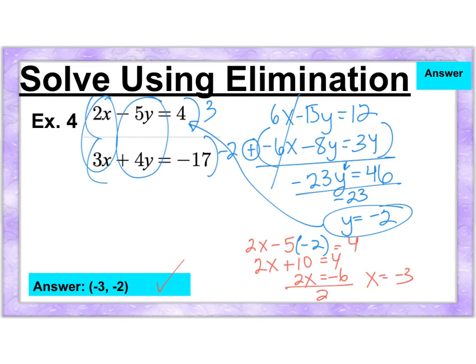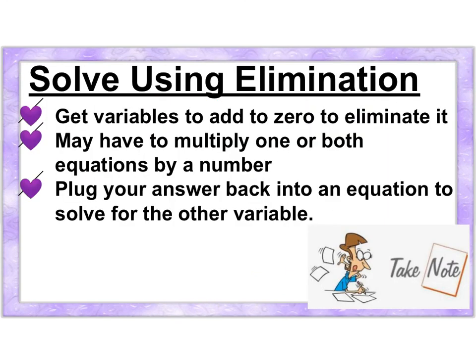Let's make sure you get these in your notes. When you're solving using elimination, you want to get the variables to add to 0 so you can eliminate that variable. You might have to multiply one or both equations by a number, and then be sure to plug your answer back into either equation to solve for the other variable. Good job.